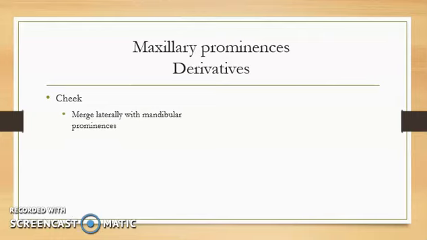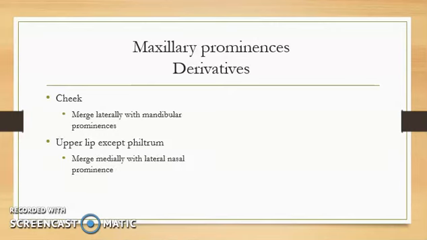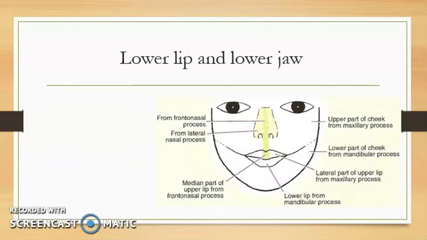So the maxillary prominence derivatives are the cheek, which merges laterally with the mandibular prominence, and it also forms part of the upper lip except the central part, and it also forms the palate except the premaxilla. The anterior and medial part of the palate is derived from the intermaxillary segment, but the rest of the definitive palate or secondary palate is derived from the maxilla.